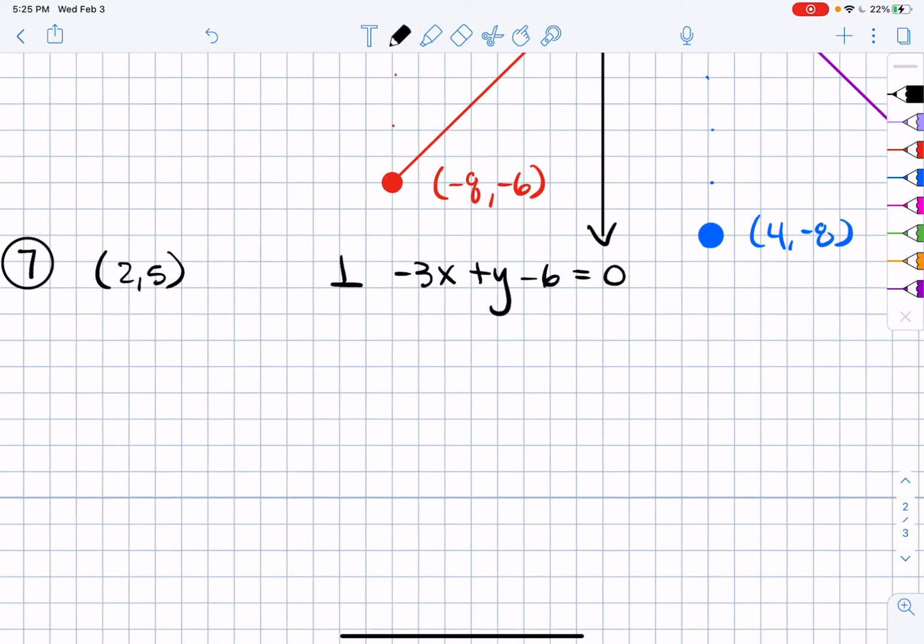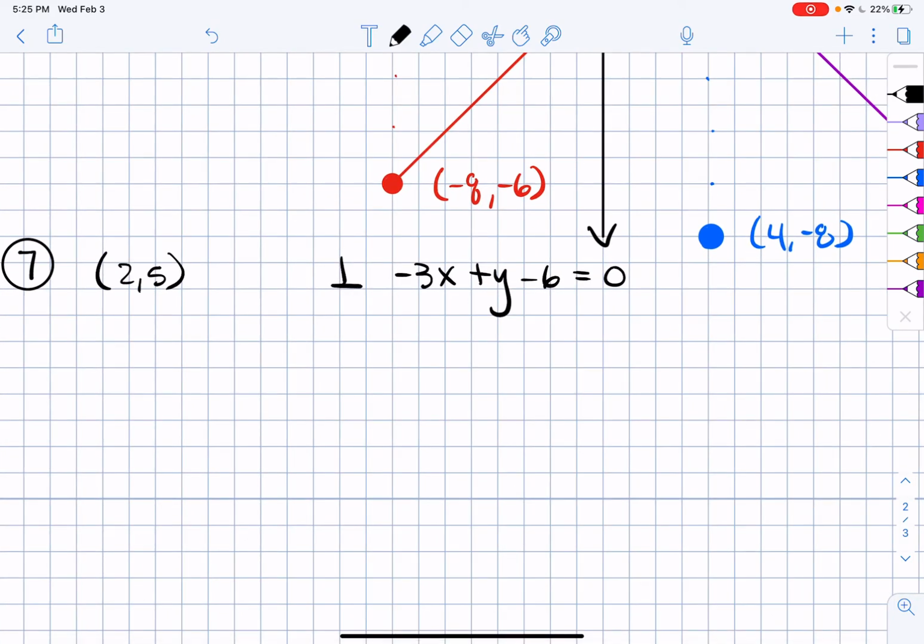All right, so in order to write an equation of a line, I need a point and a slope. I have a point. I need a slope. Okay, so that is what this is good for. That's all it is. So in order to find this slope, I have to get y by itself. So if I get y by itself, y is going to equal 3x plus 6. So the slope of this line is going to equal 3.